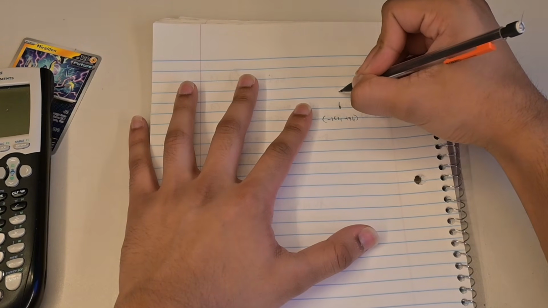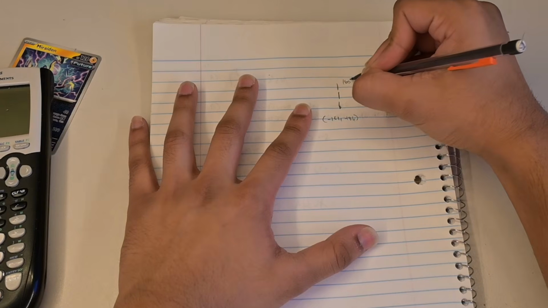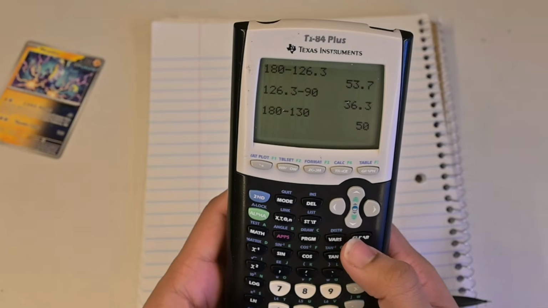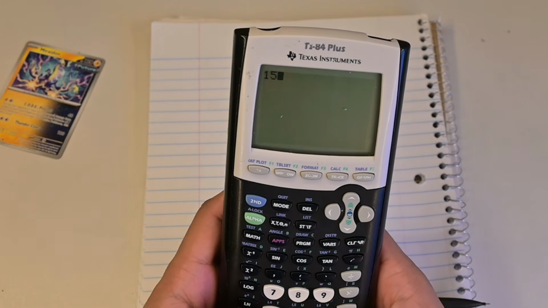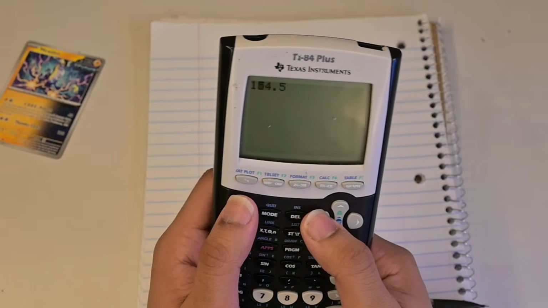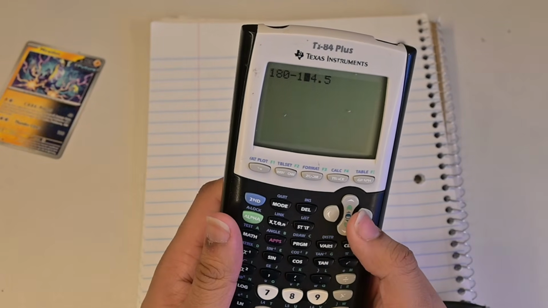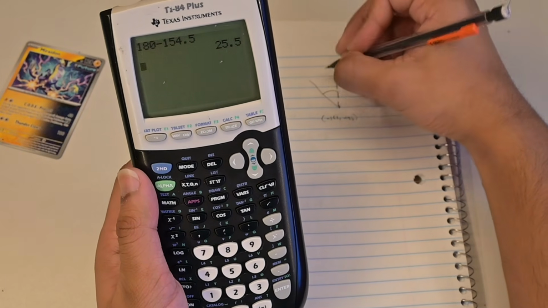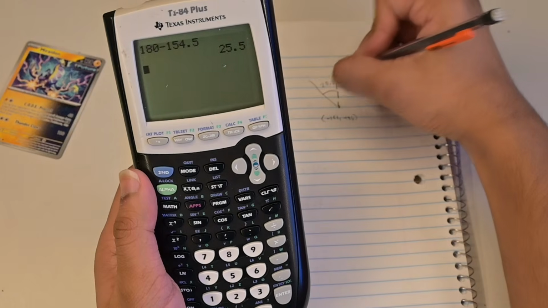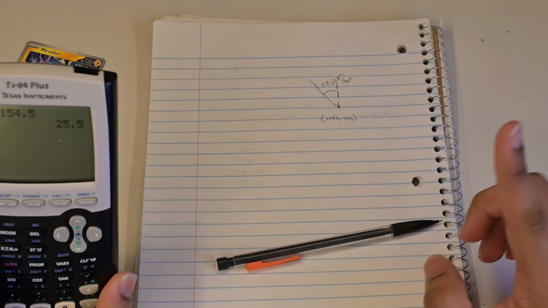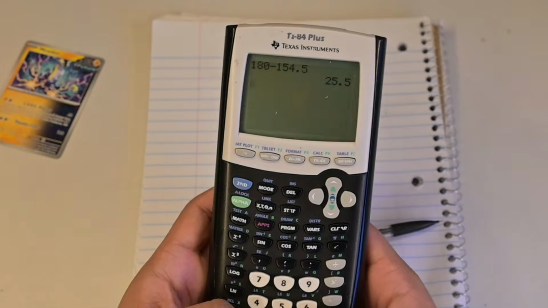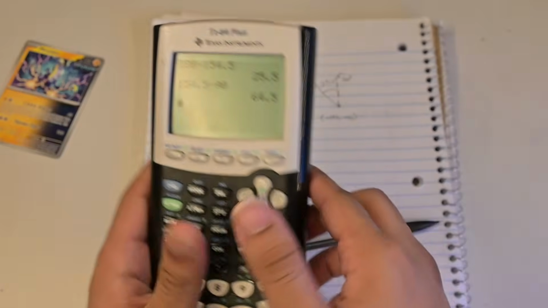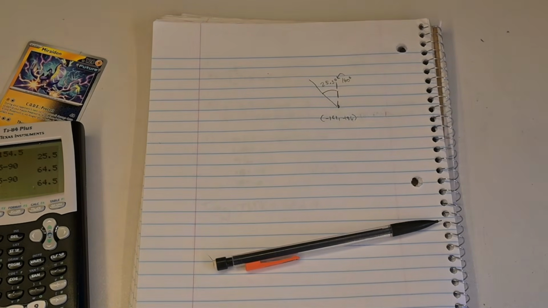And then we're gonna take straight up to be 180 degrees. And then we know that we're at 154.5 degrees, which means our actual angle is going to be 180 minus 154.5, which is 25.5 degrees. So we can draw this line here, which is 25.5 degrees. Wow. And now we want to turn 90 degrees from our actual angle. So 154.5, we're going to subtract 90 from that, so we get 64.5, so we're going to turn to face 64.5 in Minecraft.